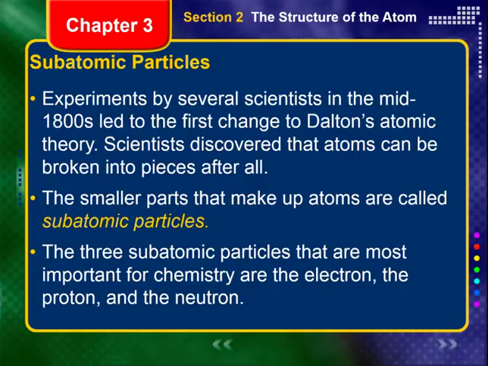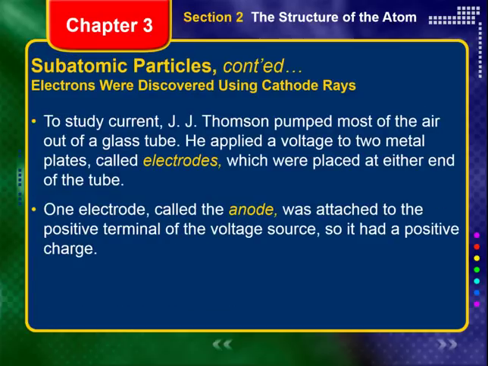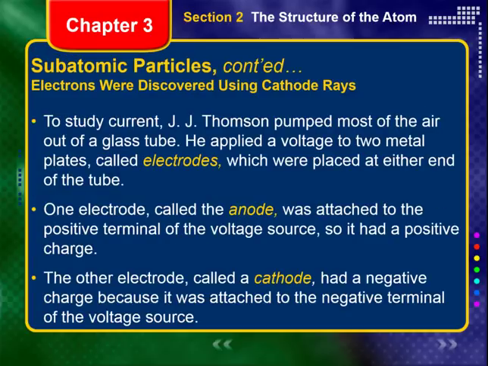Since this time, even more have been discovered, things like the quark and the boson. We don't deal with those in chemistry. That's more of a physics thing or quantum physics thing. For chemistry, we stick with electrons, protons, and neutrons, and you'll hear a lot about them as we go. So let's talk about how the electron was discovered. In fact, it was the first subatomic particle.